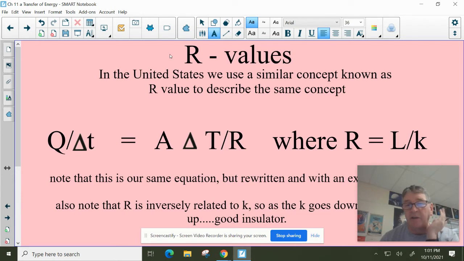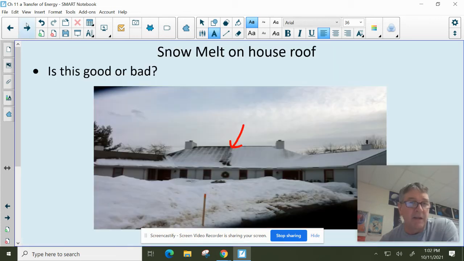A lot of people, you guys are eventually going to own a house, and obviously you probably live in a house. So your parents are worried about the conductivity rate. They want to have a high R value. R is insulating value. So we want to limit how quickly the heat leaves your house. So we have insulation in your house. If you drive down the road, you'll see this quite often in houses.